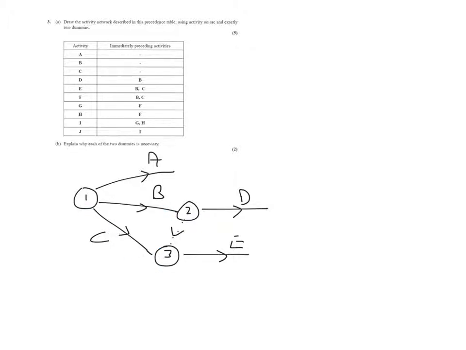What about activity F? That also requires B and C to have been done. So there's F. Again, this shows that you can't start doing F until B's been done and C's been done. Obviously the arrows are important. What about activity G? That just requires F to have been done first. What about activity H? That just requires F to have been done first.